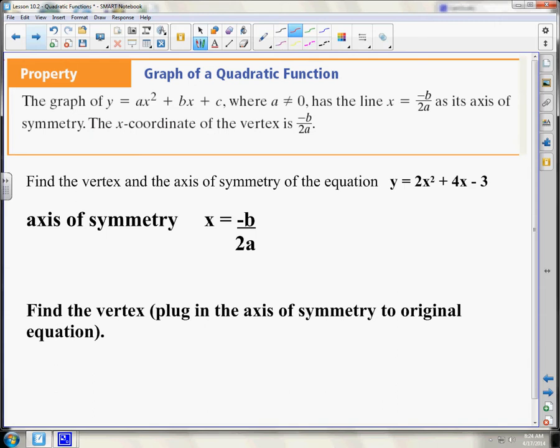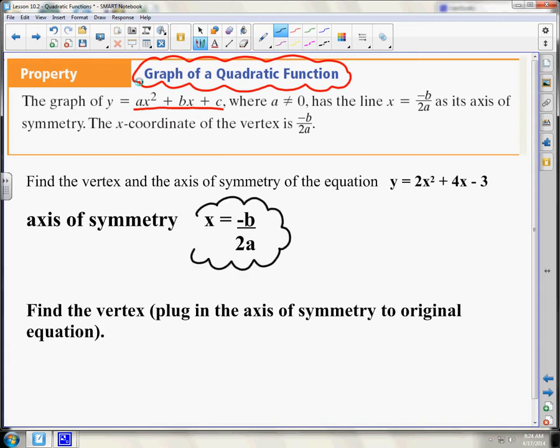So here is the graph of a quadratic function. This is a key concept or property. The graph of y equals ax squared plus bx plus c has the line x equals negative b over 2a as its axis of symmetry. The x coordinate of the vertex is negative b over 2a. So write down this equation, x equals negative b over 2a. That is my x coordinate of my axis of symmetry, or of my vertex.